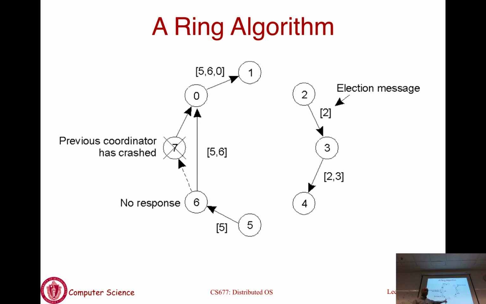What this picture specifically shows is there are actually 2 elections that started concurrently. 6 started an election, you will see that message is circulating. 2 has also started an election, that is going to circulate. Both will circulate through the ring, both will end up with the same outcome. In both cases 6 will win. This shows concurrent elections in progress, and that is okay. You can have as many elections as you want. Yes, question?